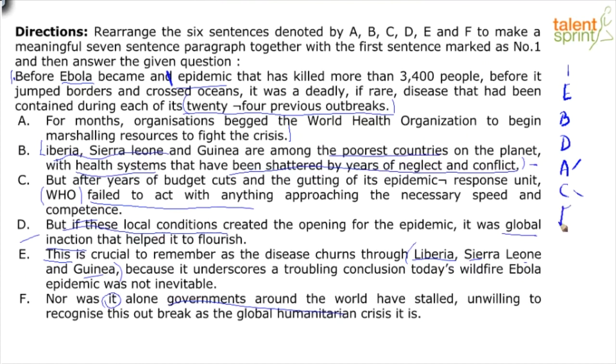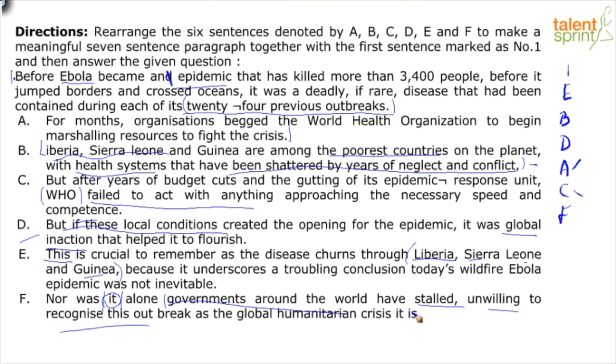What's the only thing that is remaining? F. So it is not only WHO. So nor was it alone. So it is not just the World Health Organization alone. Governments around the world have stalled. So they are not the only reason or the root cause for failure, but also governments around the world have stalled. Stalled means postponing, procrastinating. Stalled, unwilling to recognize this outbreak as the global humanitarian crisis it is.